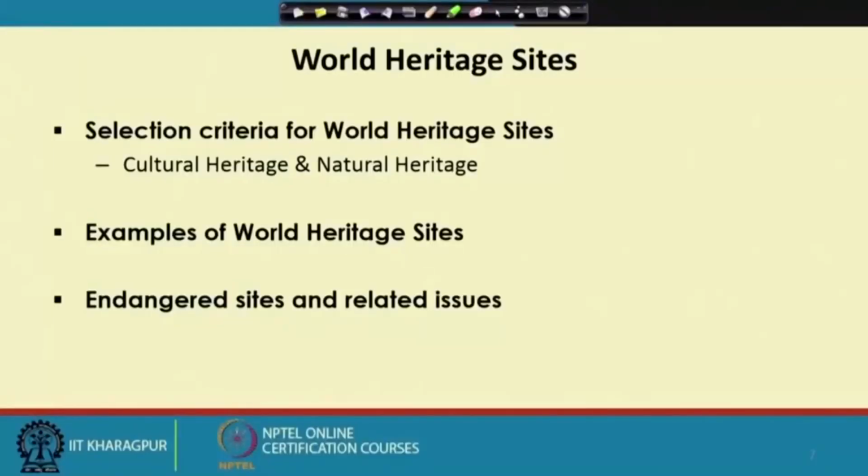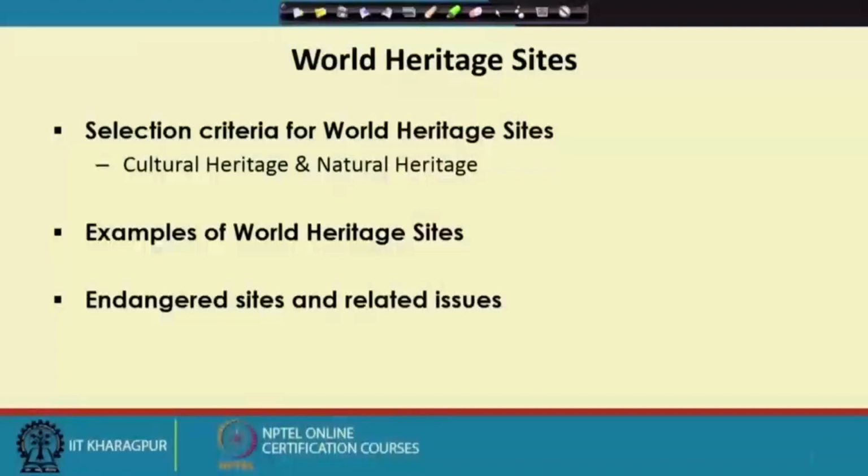We must know what the selection criteria of World Heritage Sites are, who decides that, what the different typologies of World Heritage Sites are, and what the process is, with examples of the various types of World Heritage Sites from various countries. We would like to take some of these examples.